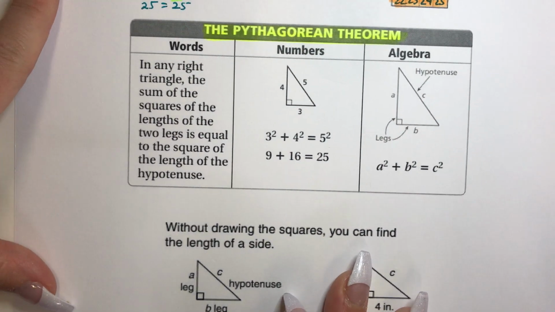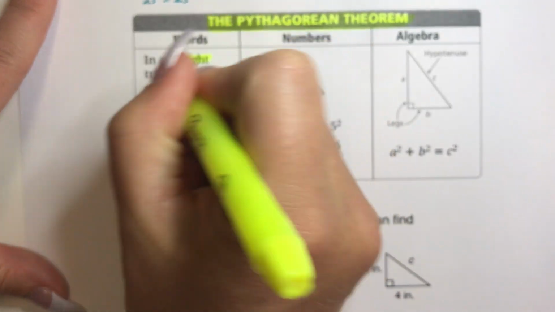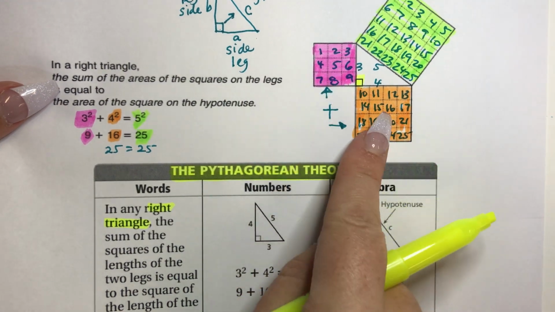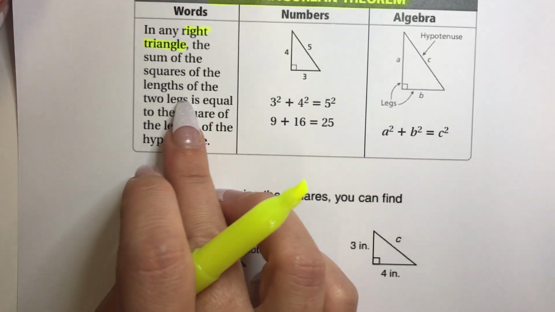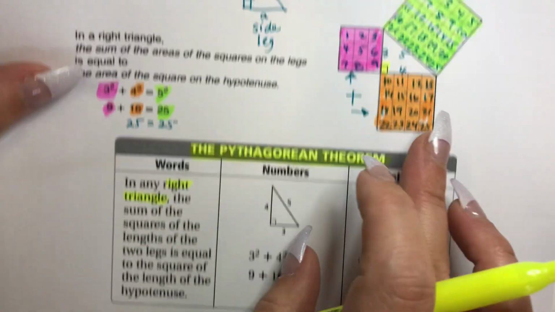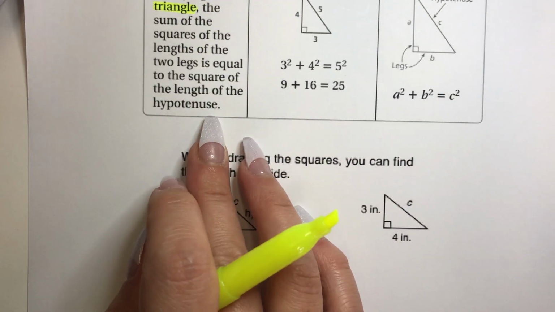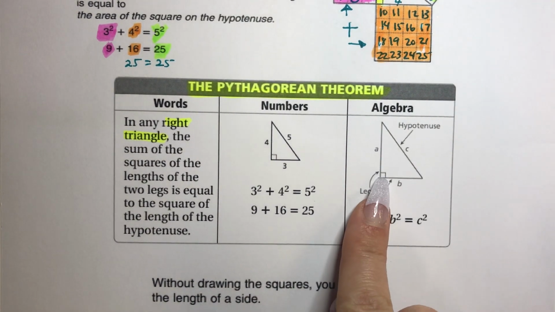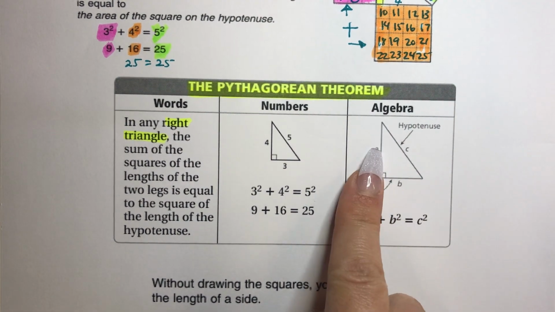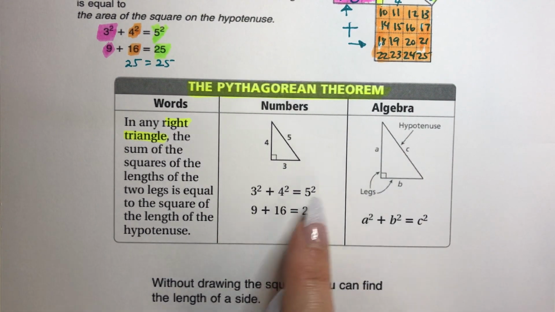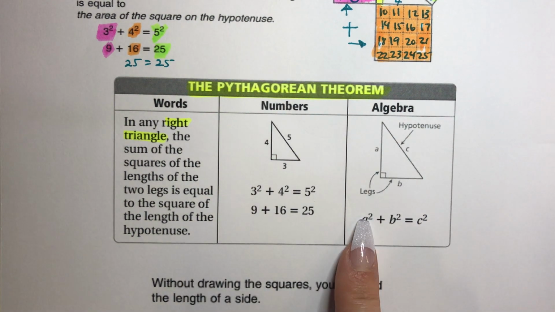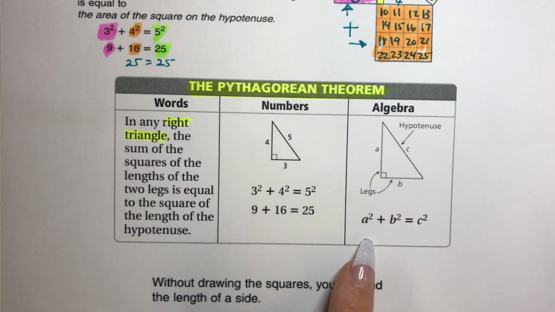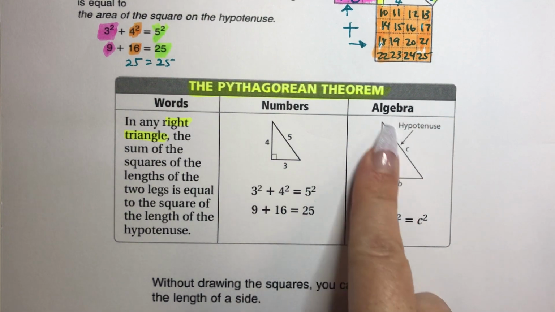So the Pythagorean theorem: in any right triangle, the sum of the squares, meaning we're adding them together, of the lengths of the two legs is equal to the square of the length of the hypotenuse. There's our right triangle. Here's our two legs, A and B, and there's our hypotenuse, C. That's the example we just looked over. So this is the Pythagorean theorem: A squared plus B squared equals C squared. You take this leg and square it, you take this leg and square it, and that equals the square of the hypotenuse.